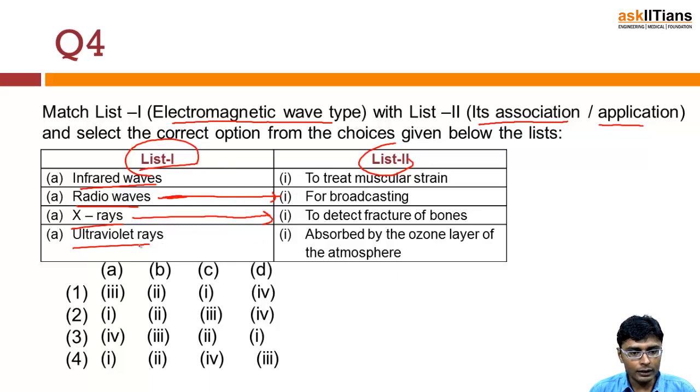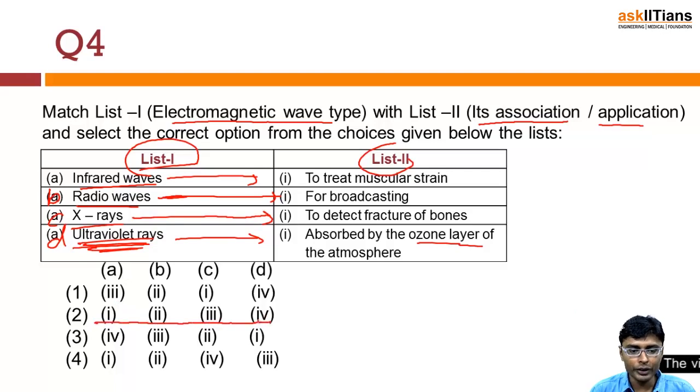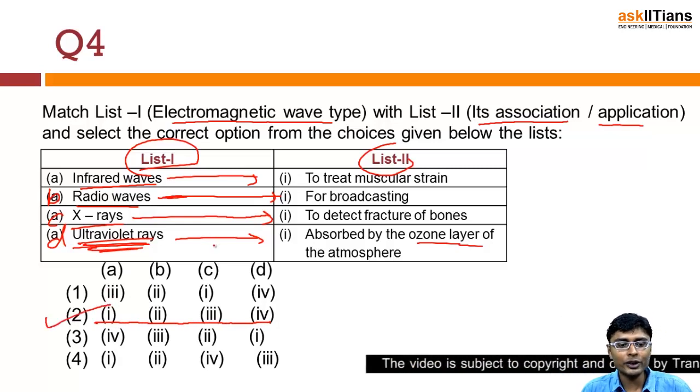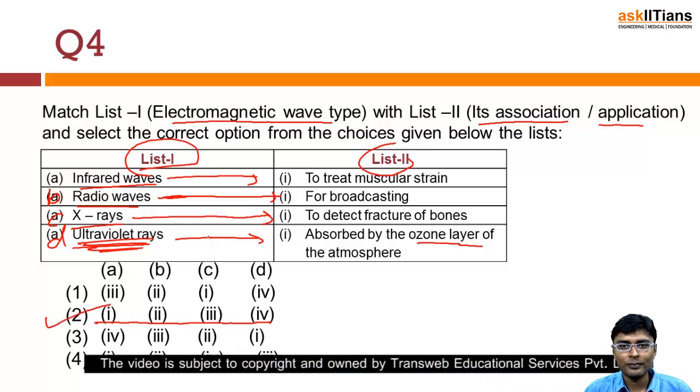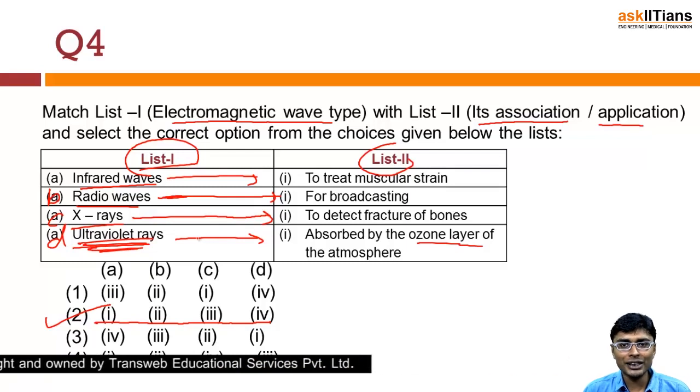If you see the last one, the fourth one, ultraviolet rays. We know that UV rays are absorbed by the ozone layer of the atmosphere. And the last one left is the infrared waves, which are used to treat muscular strain. Therefore all are correctly matched. So we can see A should be first, B should be second, C should be third and D should be fourth. That is the correct answer for this question, option number 2. Moving on to the next question, question number 5.